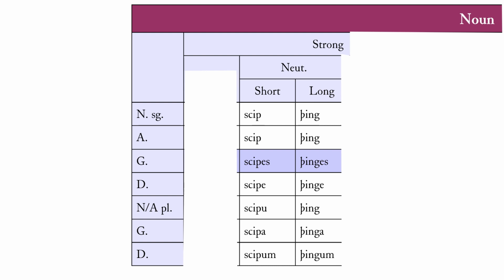Next up are the neuter strong nouns, which again show us different forms for almost every case. But here we also see an important distinction between nouns with a short stem, like scip, ship, and nouns with a long stem, such as thing. As it turns out, neuter strong nouns with a long stem, like thing, have the same form for the singular nominative and accusative, and the plural nominative and accusative. Compare this to the neuter strong nouns with a short stem, like ship, which have a plural nominative and accusative form marked with u: scipu.